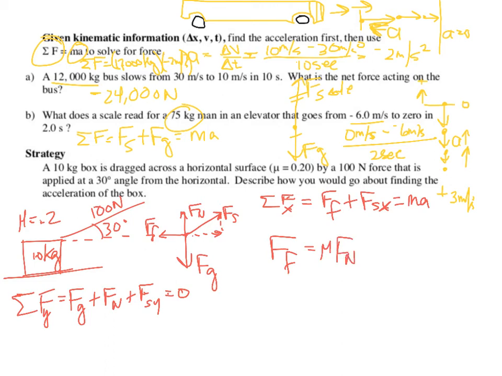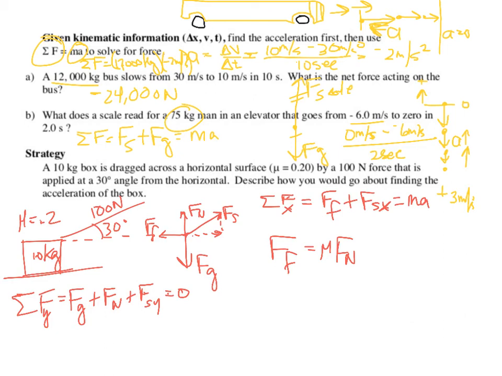Do we know mu? Yep. Do we know Fn? No. It's in this summation, though. If we get this, then we can find that. So that's how you would go about finding it.